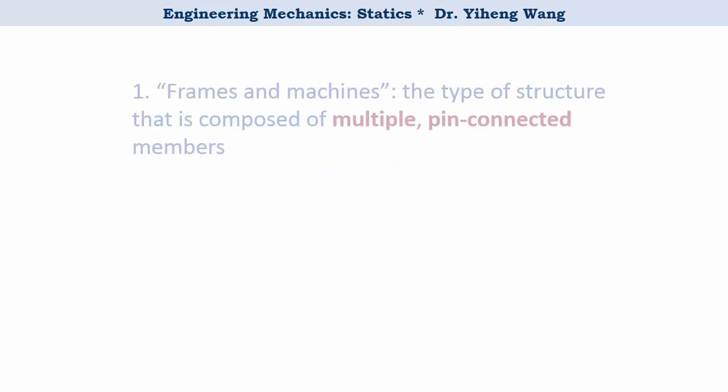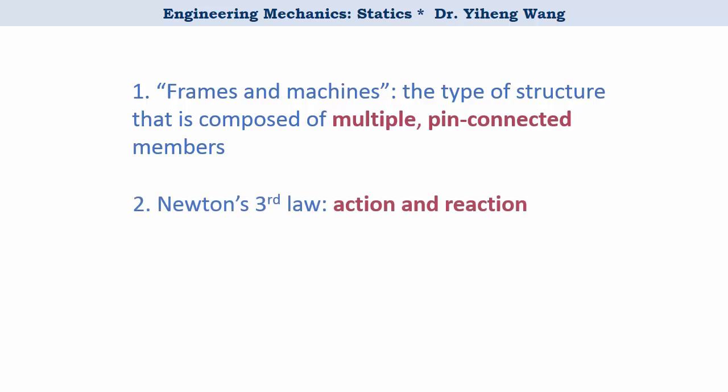Here, the general term of frames and machines refers to the type of structure that is composed of multiple pin-connected members, and each of these members usually is also subject to multiple forces and moments. Therefore, in terms of static equilibrium, frames and machines can be more difficult to analyze than the truss structures that we learned previously. You need to have a very clear understanding of Newton's third law, action and reaction, since we will apply this law frequently during our analysis.